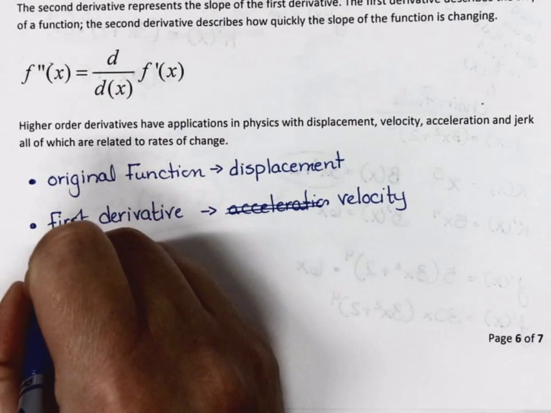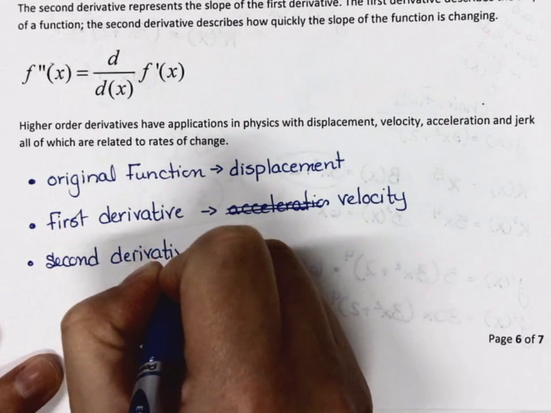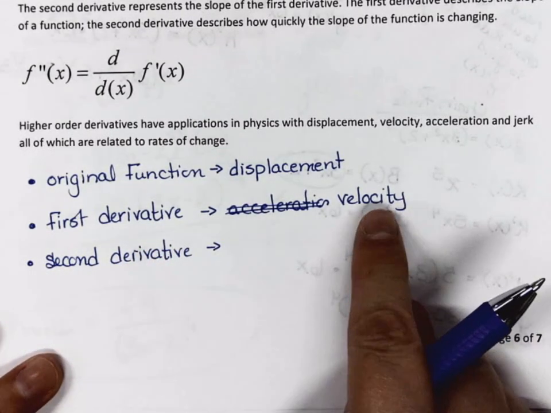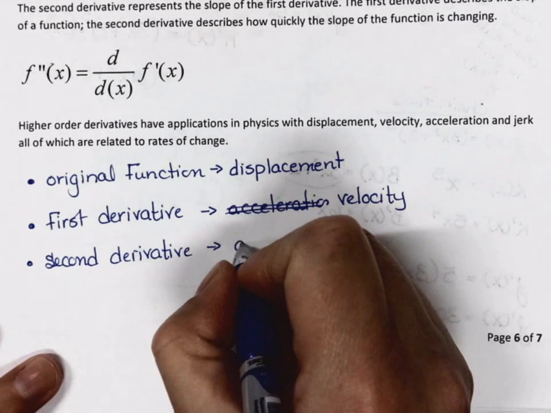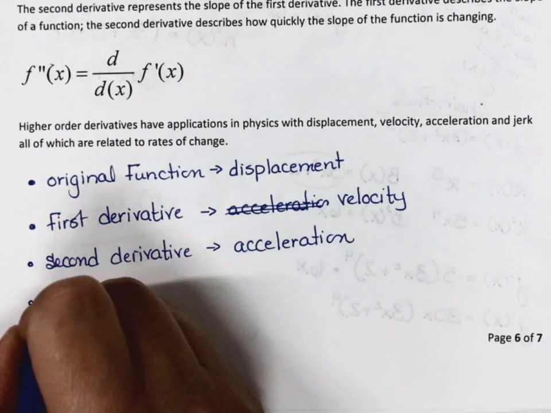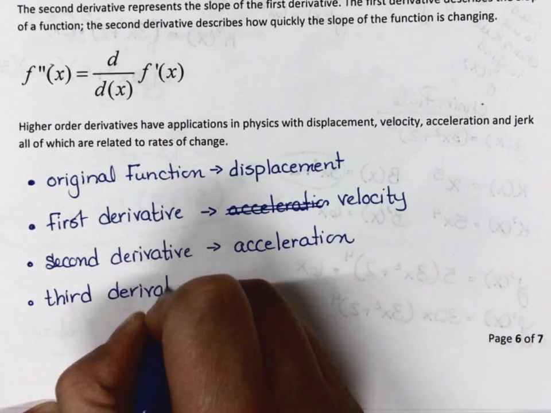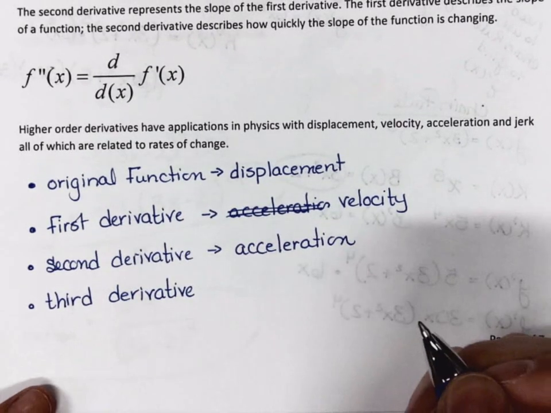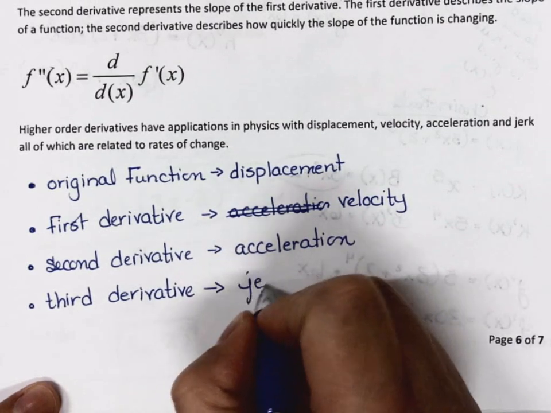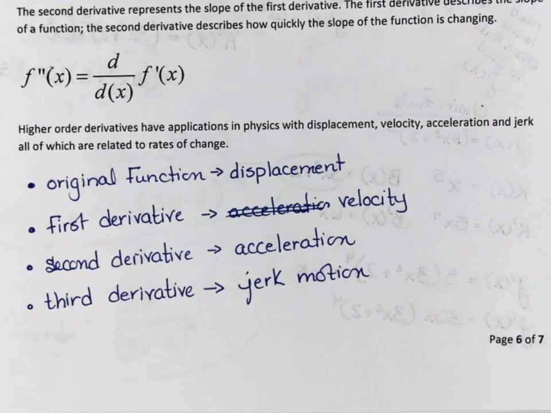When we look at the second derivative, we're looking at how fast velocity is changing. So that's your acceleration. And when we look at the third derivative, this is related to a jerk motion. Jerk motion? Yeah. So like how fast something moves in a short period of time. So you're looking very quickly.